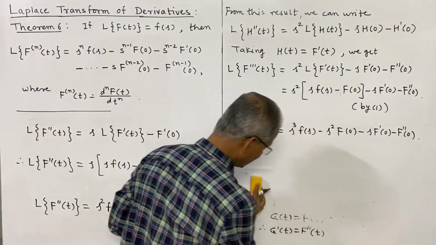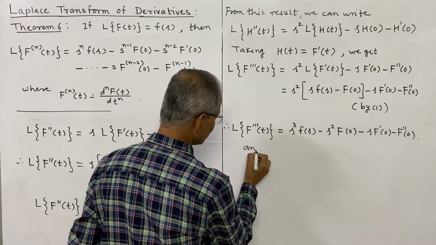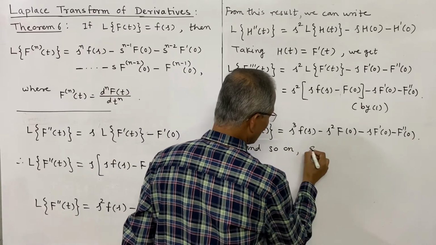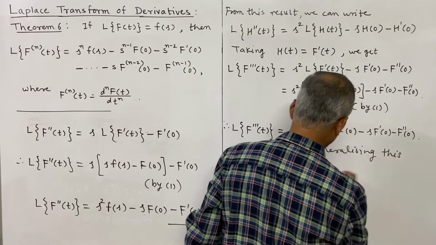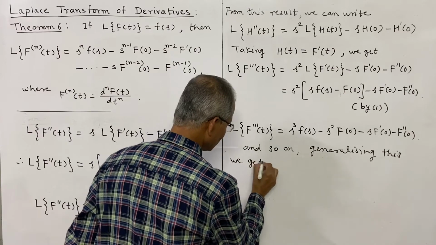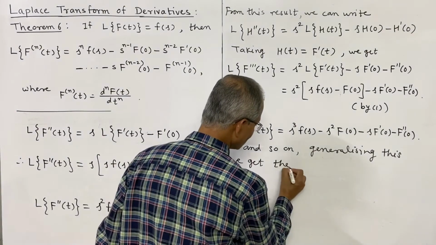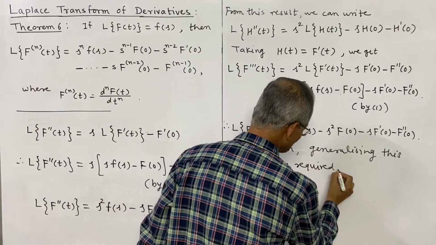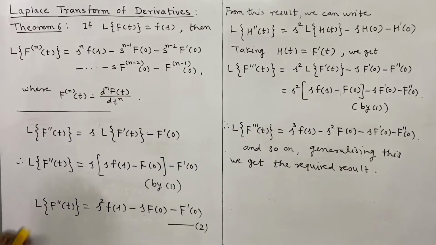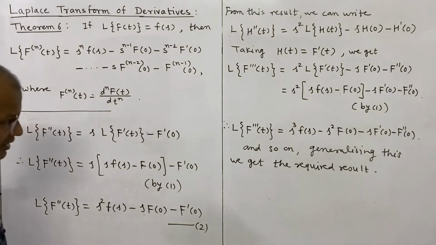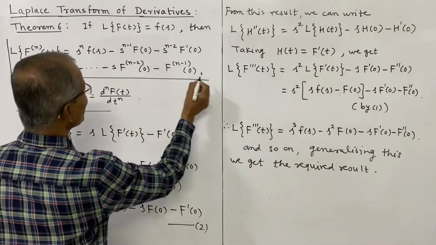And so on, generalizing this, we get the required result. So thus we have obtained the required result, and this proves the theorem. So this result is the general result, and we should remember it.